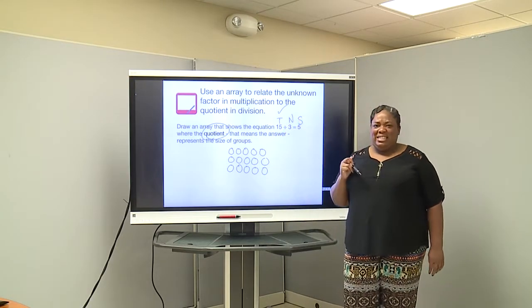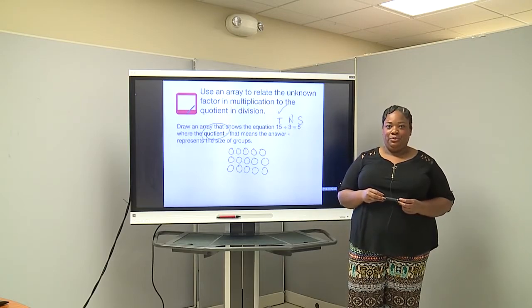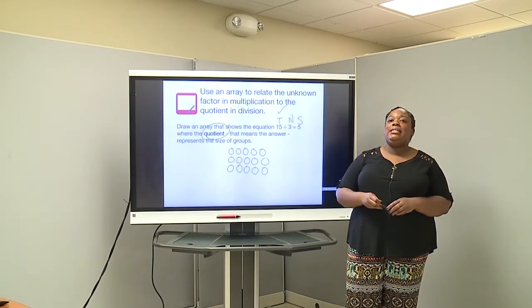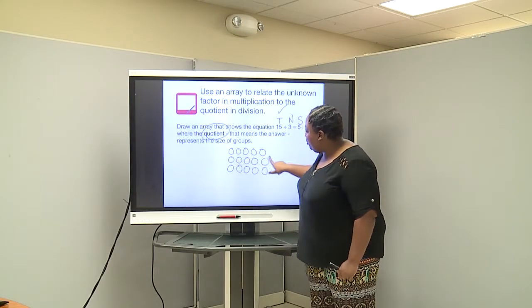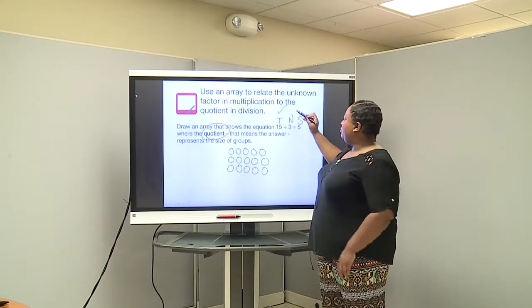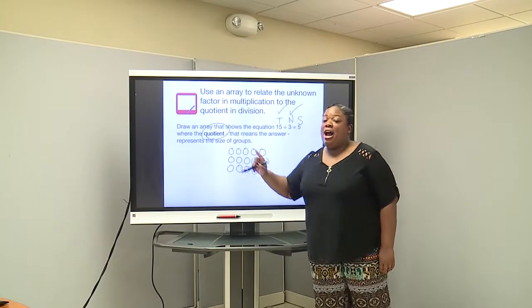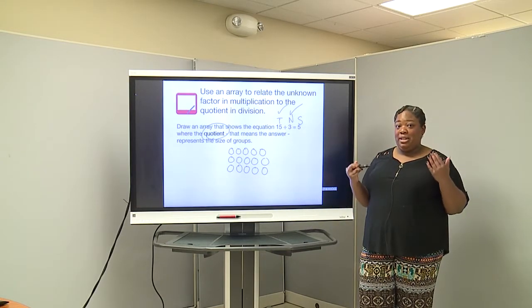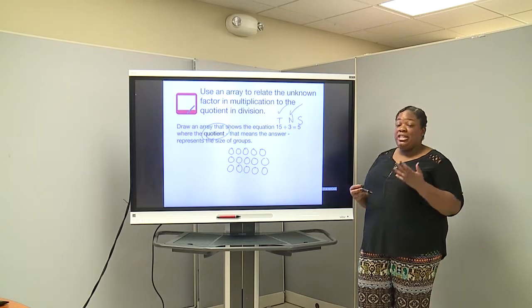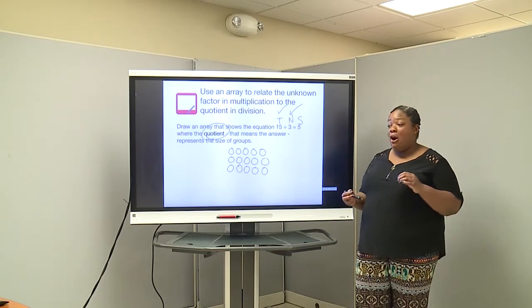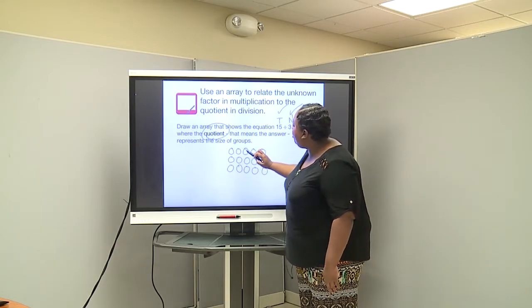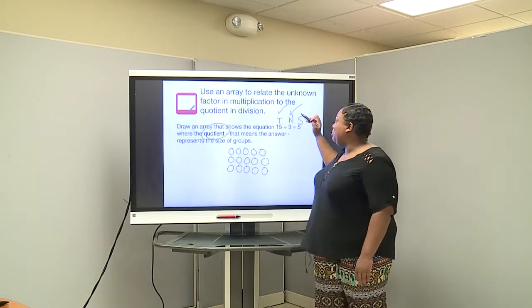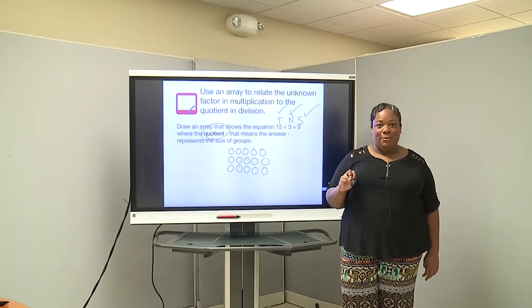For my n, what does the n represent? That's the number of rows. Let's see if my number of rows is 3. 1, 2, 3. And it also told me that my quotient should be the size of my group, okay? So let's count to see if there are 5 in each group. 1, 2, 3, 4, 5. So it checks out, boys and girls.